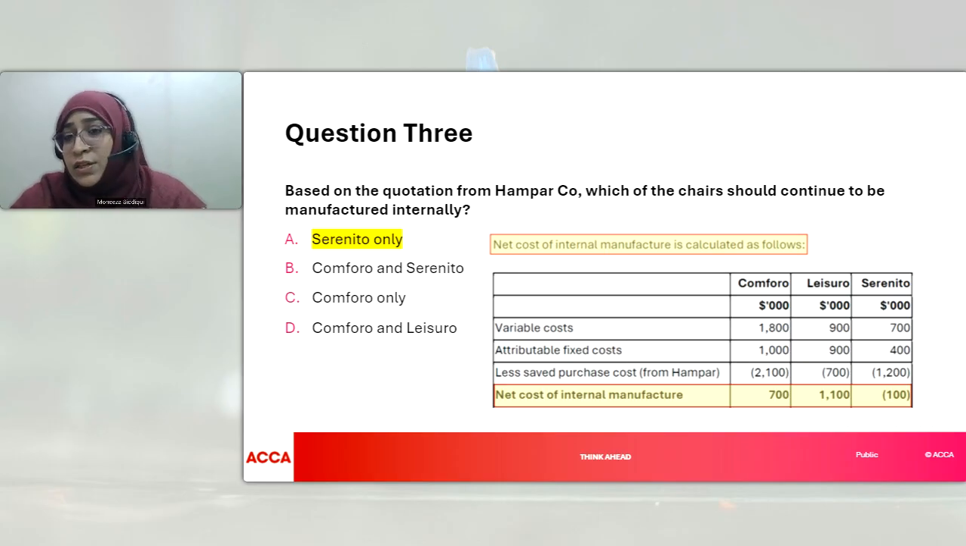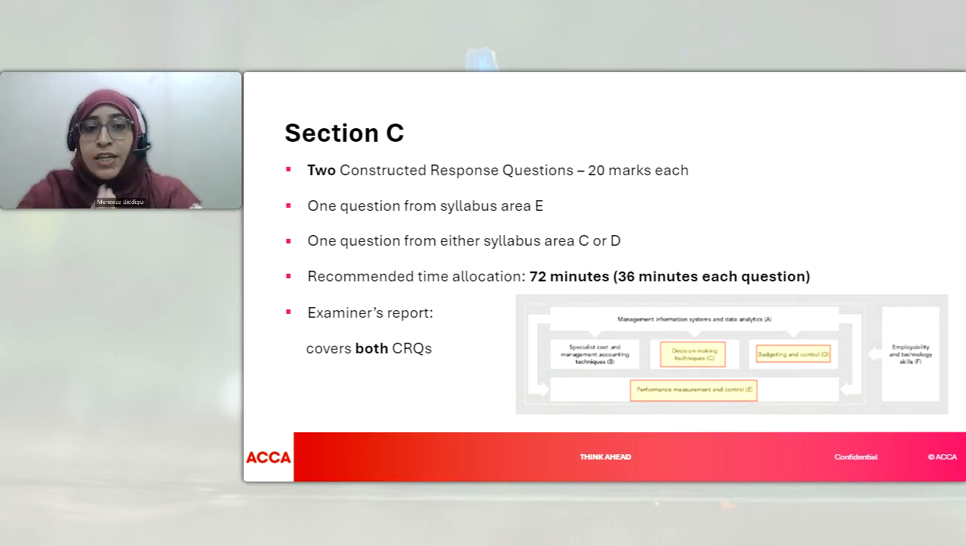And then we come to Serenito, and we realize that 700 plus 400, which is just 1,100, is going to cost me less if I were to make Serenito in-house rather than purchase it from a third party, because that would cost me 1,200. So the answer here is that I should continue to make Serenito in-house rather than outsourcing it. Okay, so section B is really about being confident in your knowledge and applying it accurately. Moving on to the next section, section C.